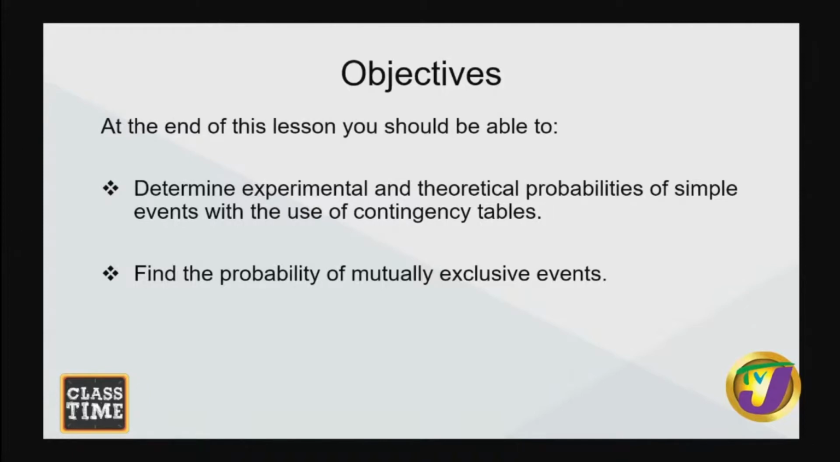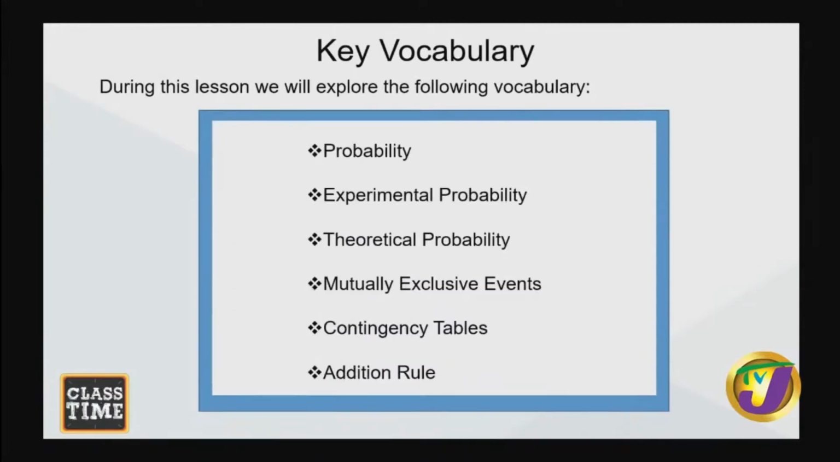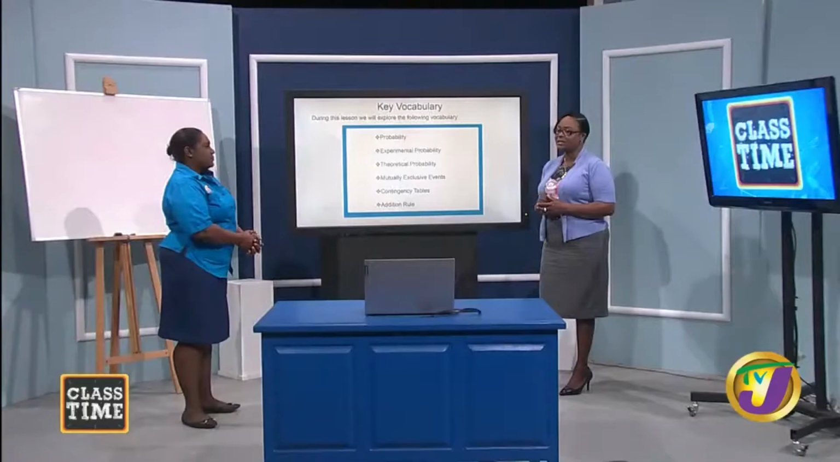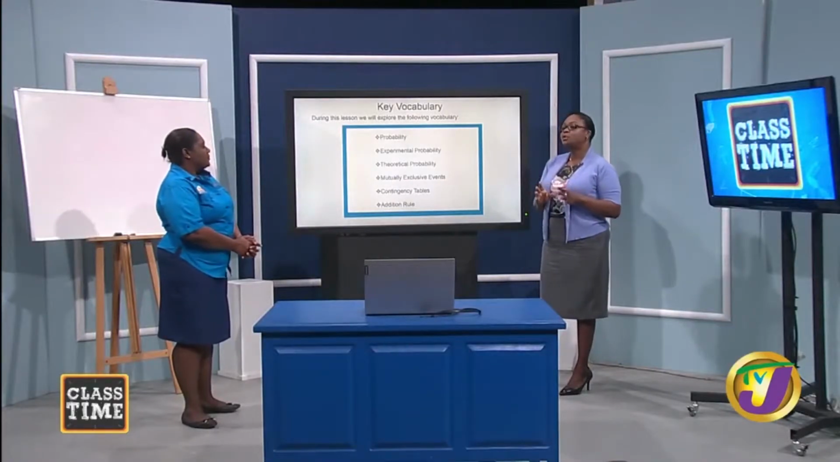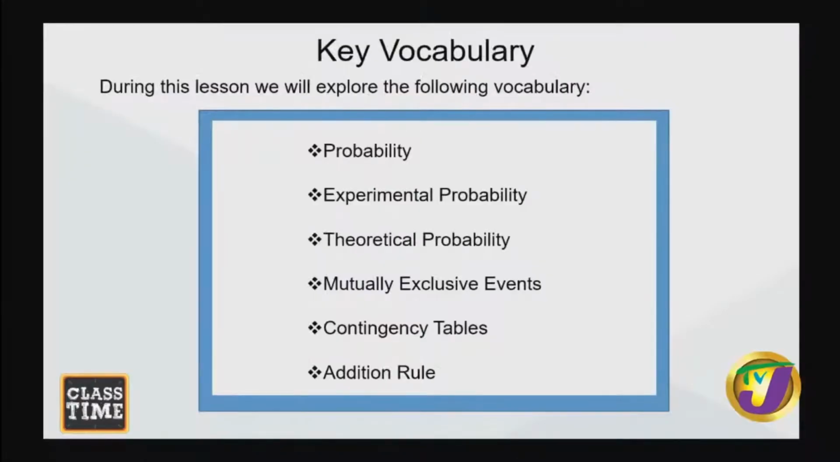During this lesson, there is some key vocabulary that we'll be exploring, and I'm asking you to pay attention to these so that as we go through, you can tick them off. Probability, experimental probability, theoretical probability, mutually exclusive events, contingency tables, addition rule.